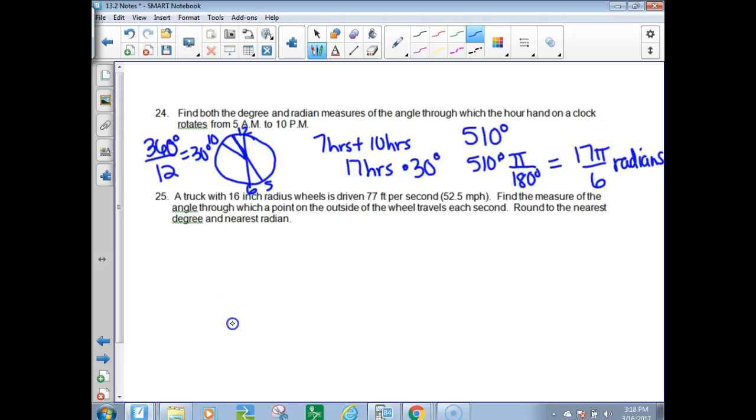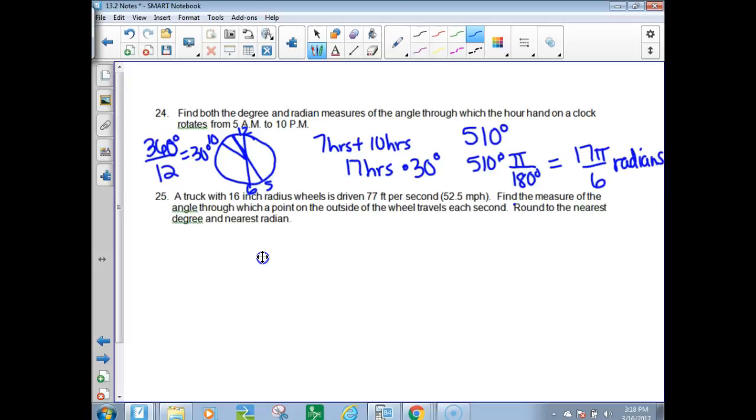Okay, the next problem has a truck with a 16-inch radius wheel, all its wheels, and it's driven 77 feet per second or 52.5 miles an hour. Find the measures of the angle through which the point on the outside of the wheel travels each second. Round to the nearest degree and nearest radian.